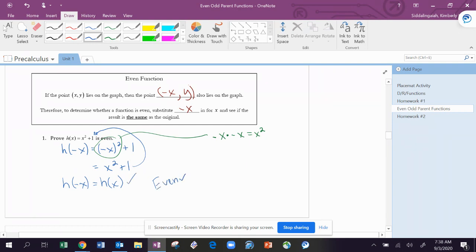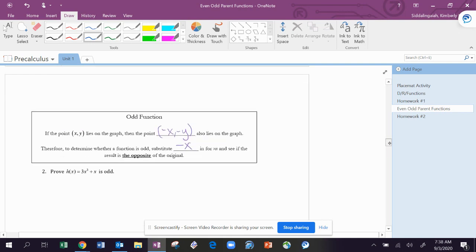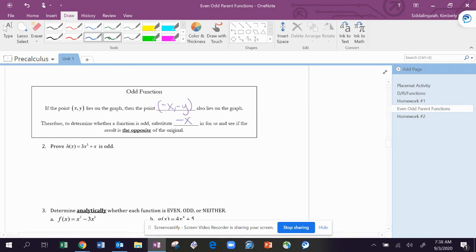So check, check. Now let's do one that's odd, because the odd's a little bit funkier. So for odd, we still put in that negative x, but then we have to get out the opposite of the original. So we have to do a little more work with this. So we're going to start in the same place. It's going to feel a lot like what I just did with even, in that I'm going to put in a negative x. So I'm just substituting here. So h of negative x is 3 times negative x quantity cubed plus negative x.